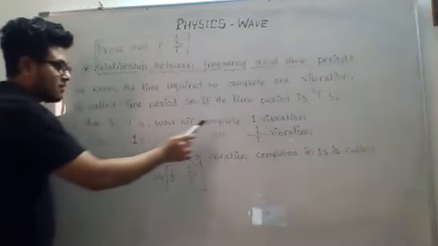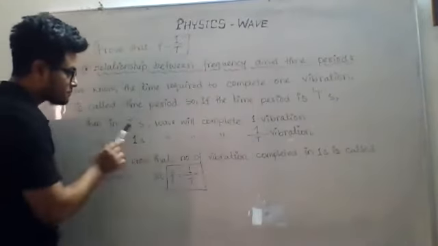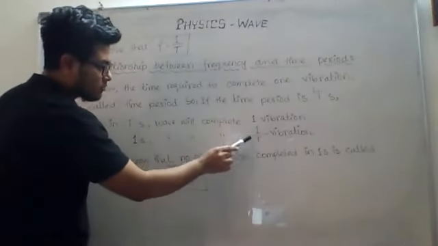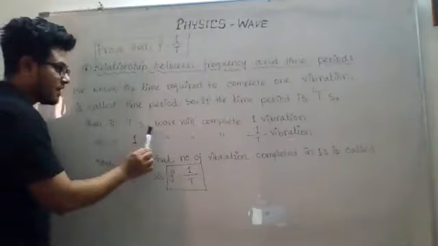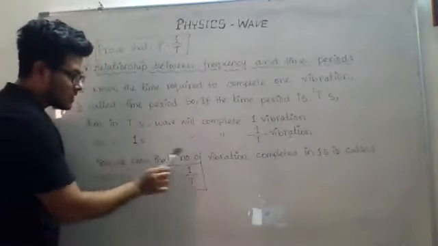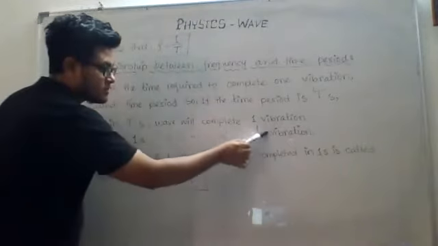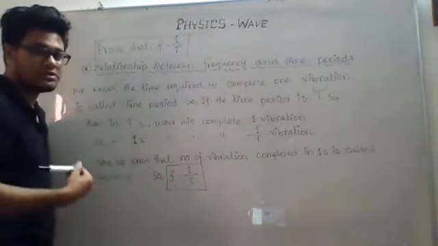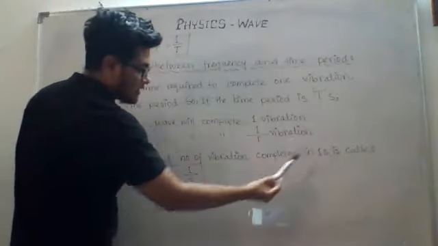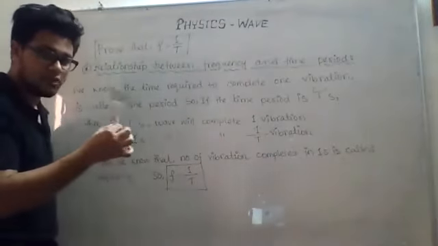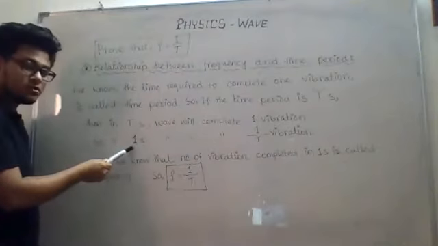So in t second, if I'm completing one vibration, in 1 second, how many vibrations can I complete? This t will come in the denominator, 1 by t vibration, correct or not? If in t second I'm completing one vibration, then in 1 second I will complete 1 by t vibration. Now, if you remember the definition of frequency, the number of vibrations completed in 1 second is called frequency. Exactly, that is what we have found out here.